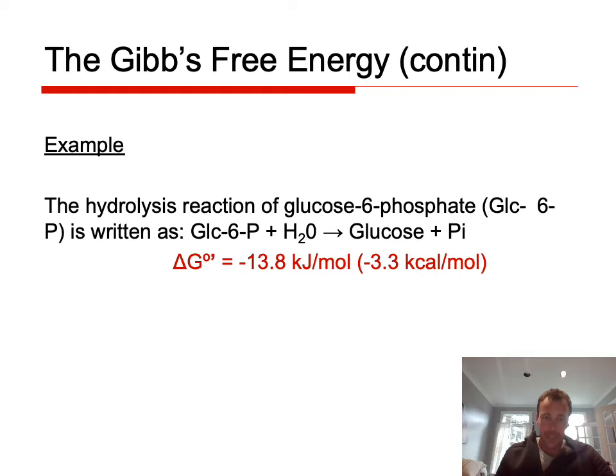So for example, the hydrolysis reaction of glucose 6-phosphate: glucose 6-phosphate plus water yields glucose plus phosphate. This has a negative delta G value, so the reaction is favorable.